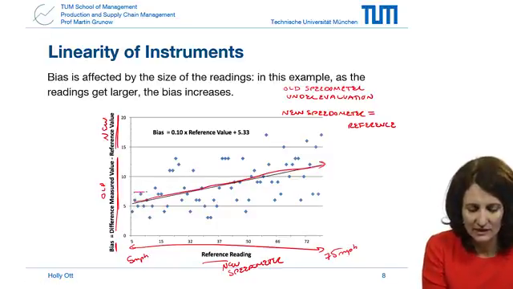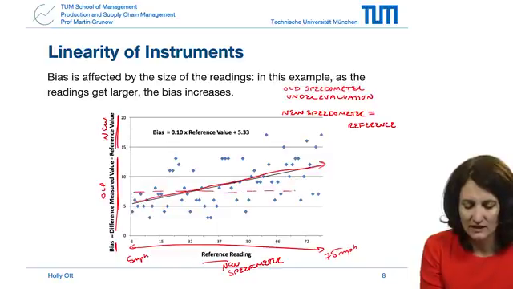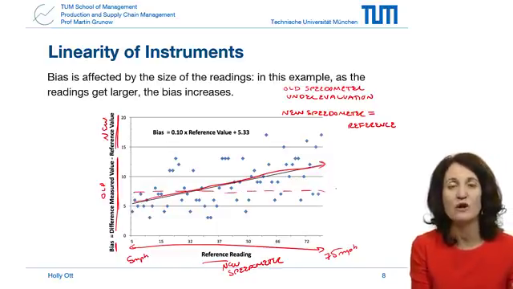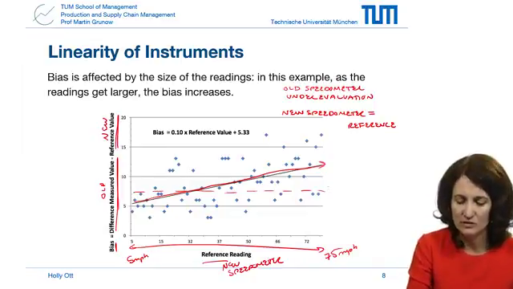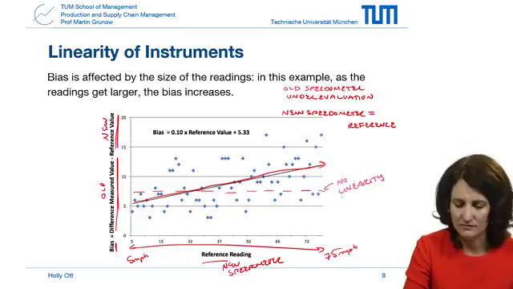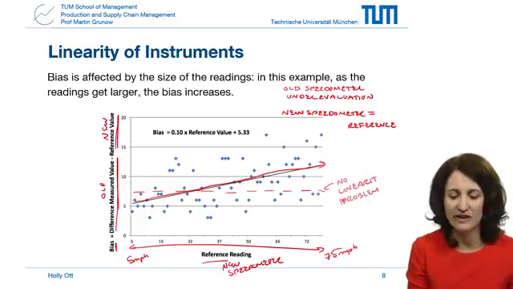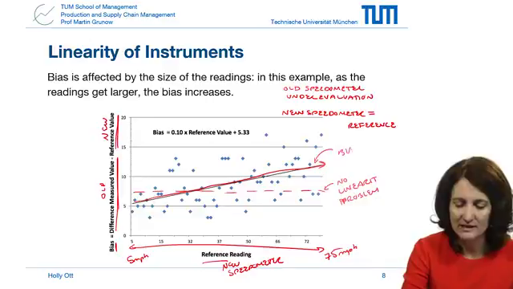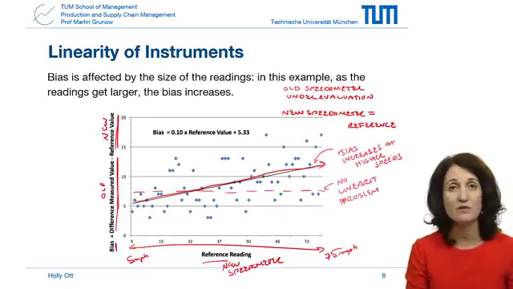Now, if we didn't have a linearity problem, we could have a constant bias. So it means that they're not reading the same speed, but we always have the same difference. So this would show no linearity problem, a stable, no linearity problem. It's stable over the entire range of values. But here we see the bias increases at higher speeds. So we definitely have, this is an example of a linearity problem.